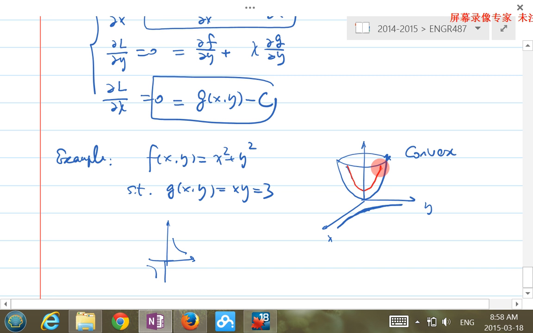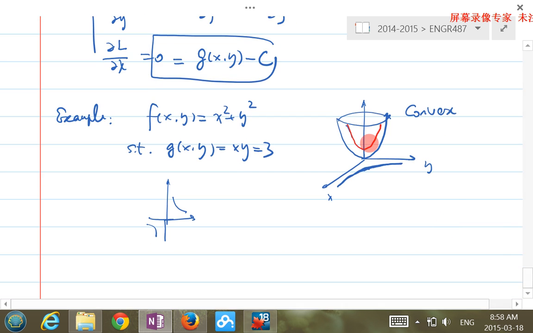It's actually not a planar one. Basically, it's not in the same plane. So there will be a minimum value corresponding to somewhere like this. That makes sense? So that's what we're trying to find.